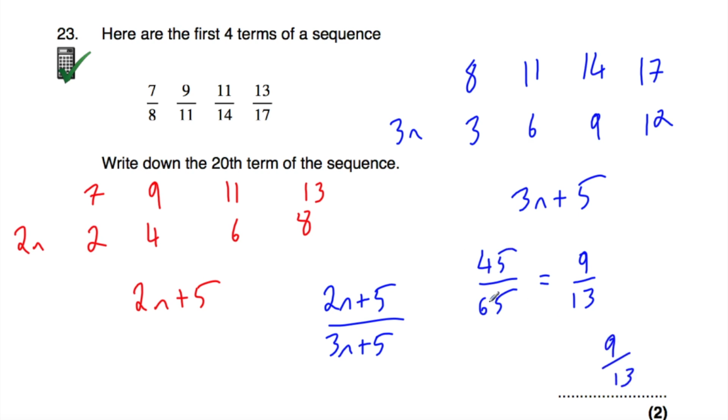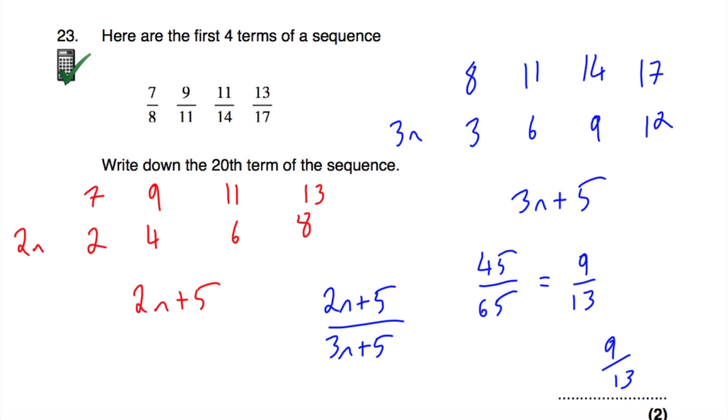You could write 45 65ths if you wanted to. It didn't say you had to cancel it down, but I've just cancelled it down anyway. And that's it. Okay, let's have a look at our next question, question number 24.